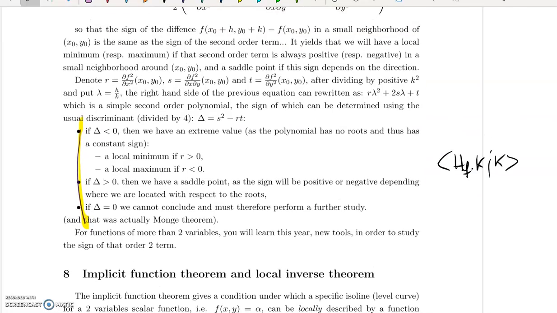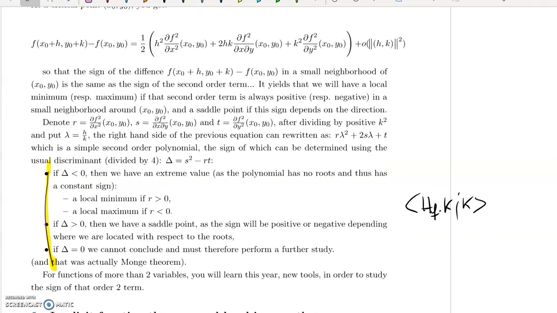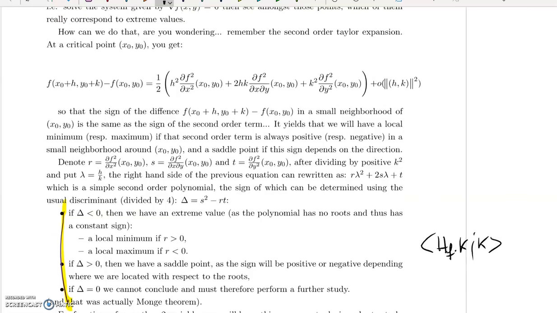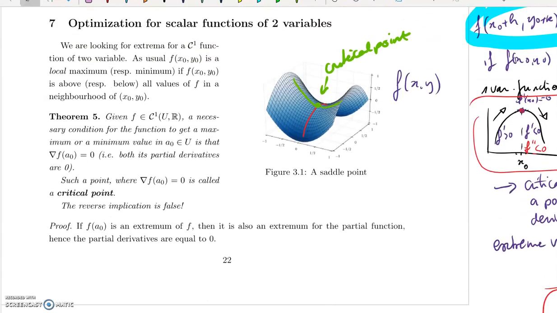So that's it for optimization. I think you have already studied that last year. But I think it was nice to talk about it because we had worked quite a bit on the second order Taylor expansion, which is the basis of it all.